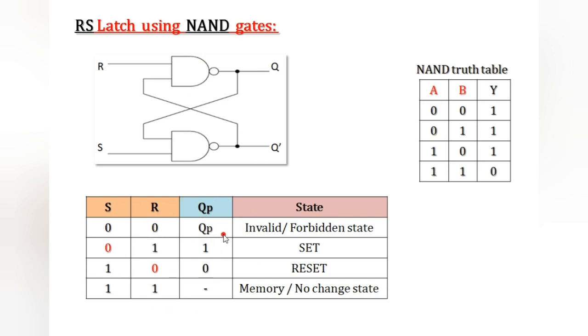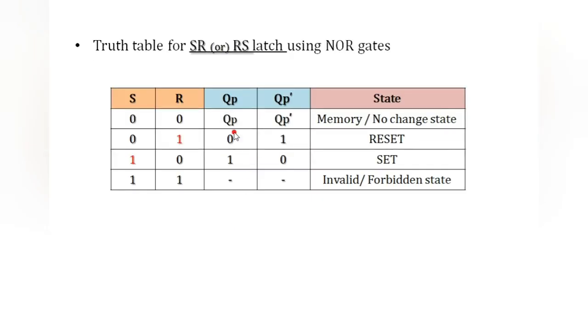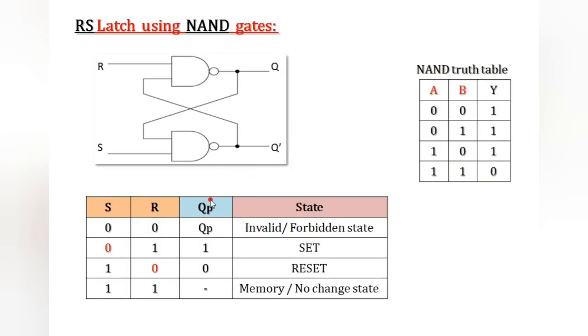If you observe this carefully, if S is 0, then output becomes 1, which is the complement of the NOR latch. So NAND and NOR, these two circuits give two different answers, so you have to pay attention here. If you use NAND gates, outputs are different. If you use NOR gates, outputs are different. So consider NOR gates for every exam and try this one on your own.